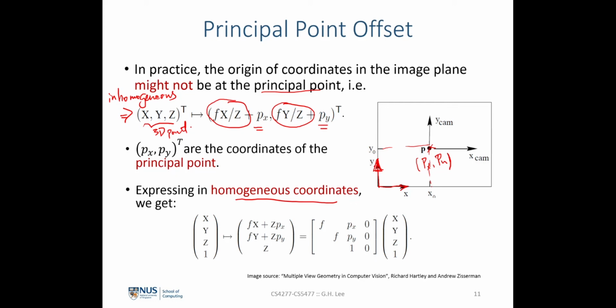What I meant by linear mapping here is that it simply becomes a 3 by 4 matrix multiplied by a 4 by 1 homogeneous coordinate. The two additional terms that define the principal point appear as px and py over here. So if we were to evaluate the multiplication of this 3 by 4 matrix with the 4 by 1 vector over here, we will get the 2D coordinate, which is fx plus z px, fy plus z py, and z here.